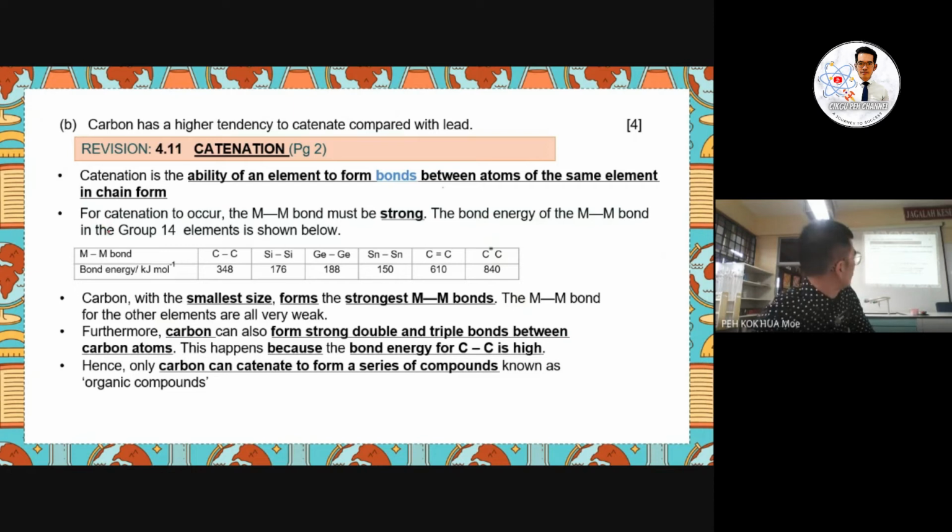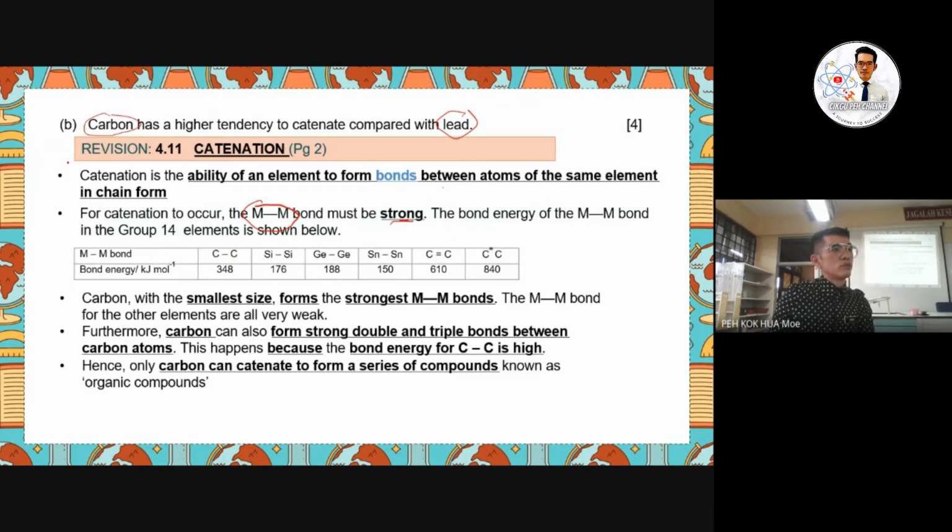So for catenation to occur, what is the requirement? The bond between two atoms of the element must be strong, for example C to C, silicon to silicon, germanium to germanium. To make the bond strong, the bond must be shorter. How does it become shorter? The elements must be smaller. So at this question, which asks about the tendency to catenate comparing carbon to lead, we have to start by discussing the size of the element.